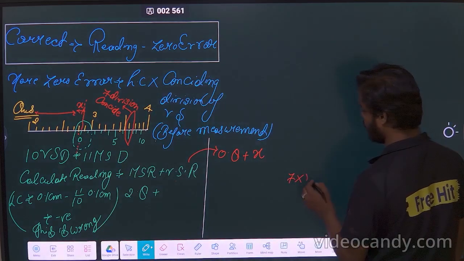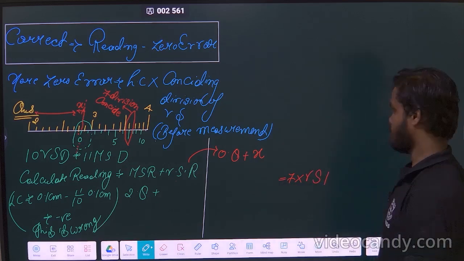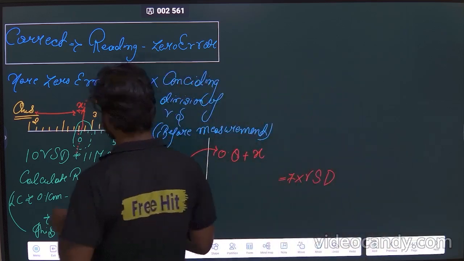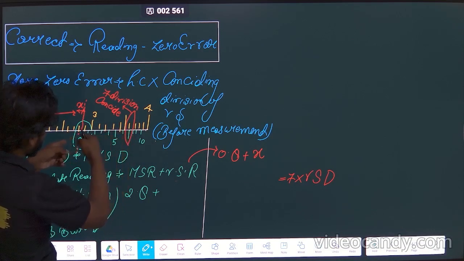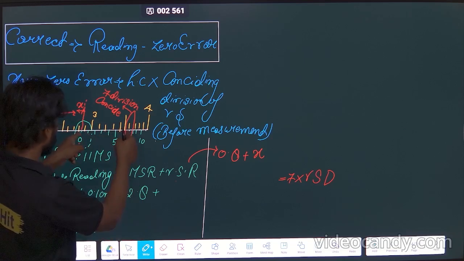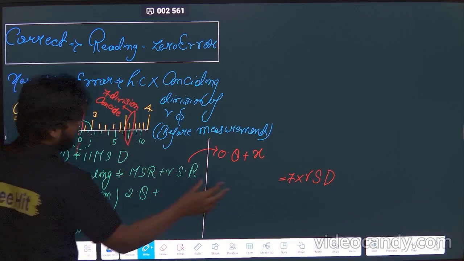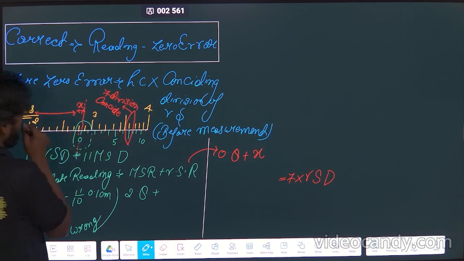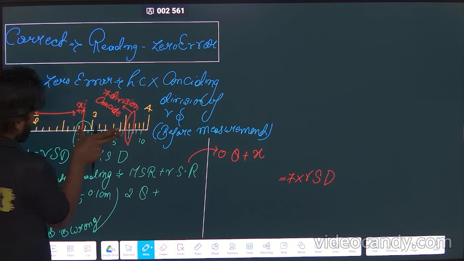7 times of VSD should be equal to how much? See here. My value from the coinciding division, I am counting 0, 1, 2, 3, 4, 5, 6, 7. So this value is my 7 times of the VSD, because 7 times of vernier scale divisions should be equal to how much? Should be equal to how much so that I will get x. I want this reading.